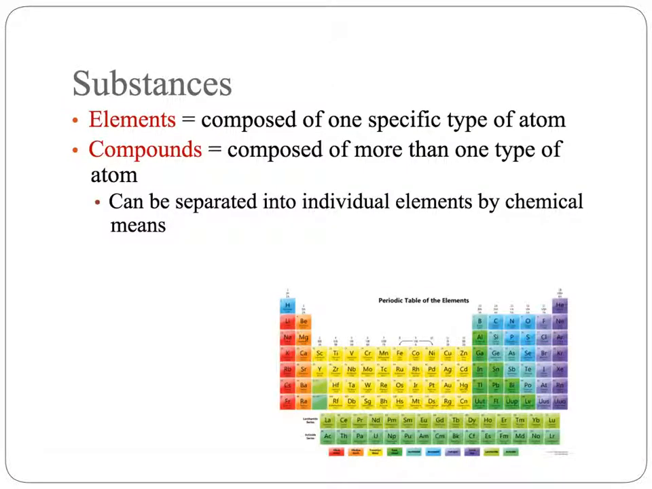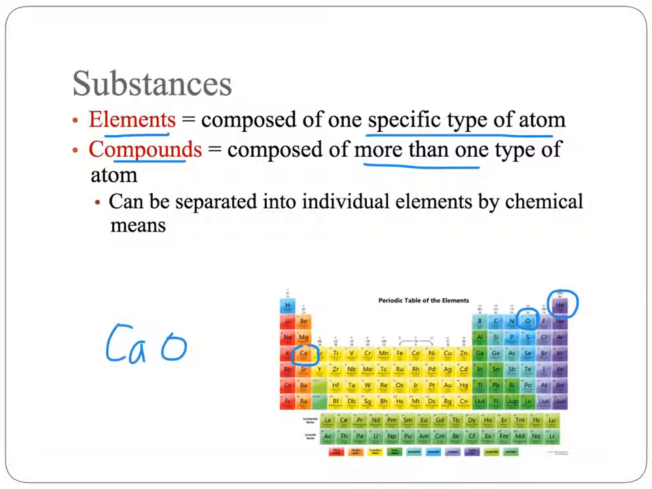So to review from the previous video, substances can include both elements and compounds. Elements are composed of only one specific type of atom. So every one of these blocks down here on the periodic table, whether it be helium over here or calcium over here, those are an element. Whereas compounds are composed of more than one type of atom. So if we combined, we wouldn't combine helium, but say we combined calcium and oxygen over here, we would be making a compound because we're combining more than one type of atom.